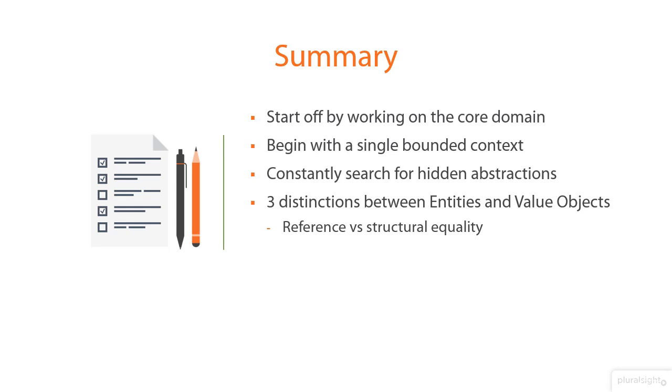There are 3 types of equality when it comes to comparing objects to each other. Entities possess identifier equality, meaning that we treat 2 entities as being the same only when they have the same identifier. Value objects, on the other hand, have structural equality. We consider 2 value objects to be equal if all their fields are the same. Value objects cannot have an identifier.